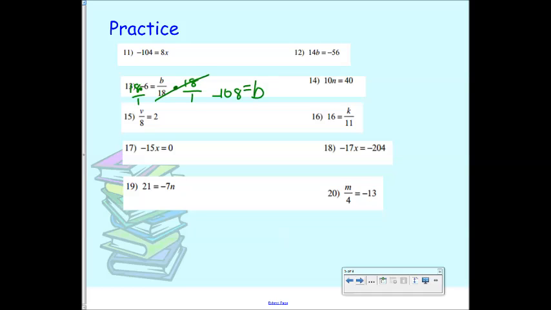What kind of math would I do for 18? Division. What am I dividing by? Negative 17. Negative 17. These go away. If they're both negative, my answer is positive. So my answer ends up being positive 12, I believe, right? Sorry, yeah, positive 12.